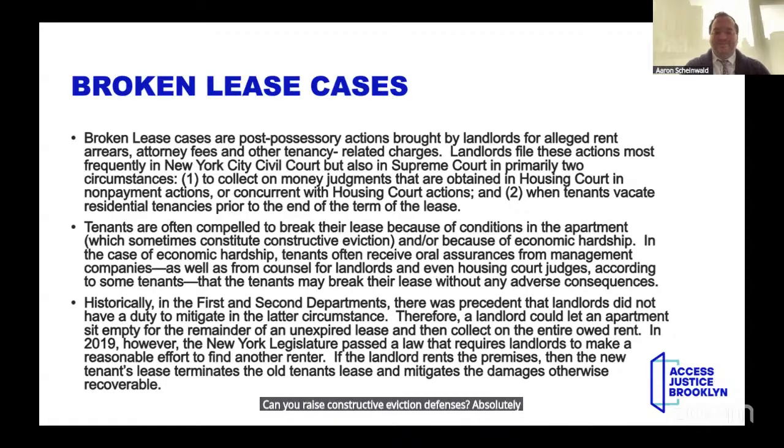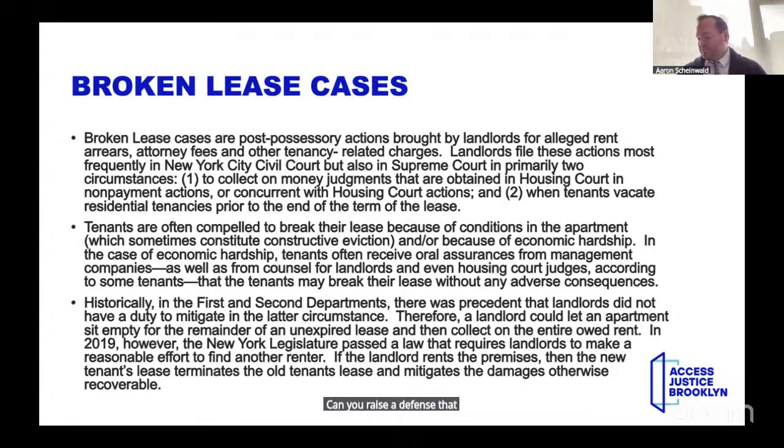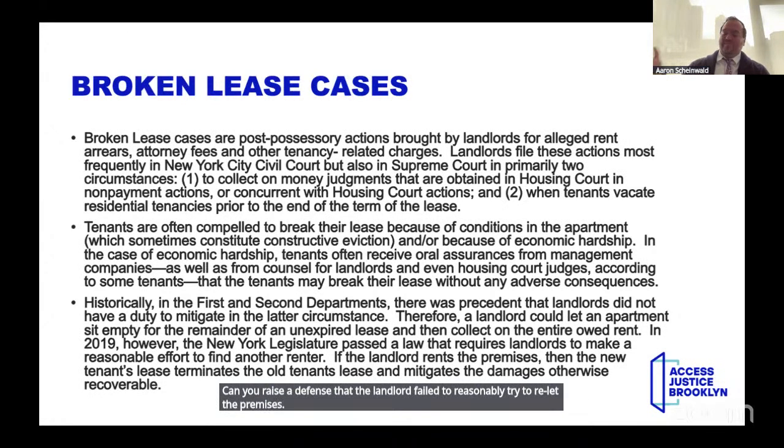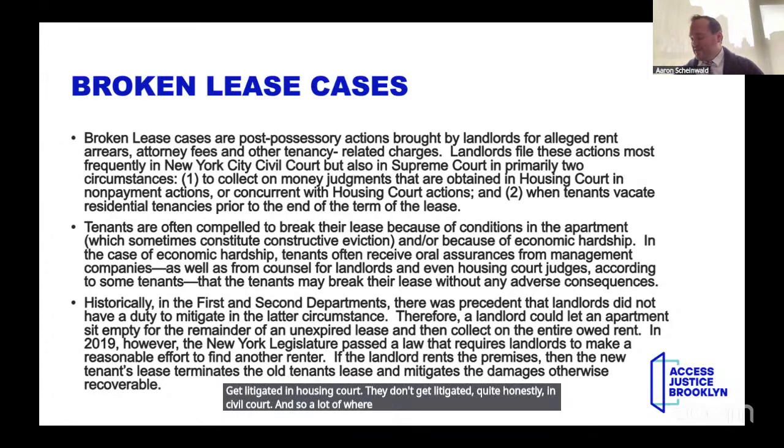Can you raise constructive eviction defenses? Absolutely. Can you raise defenses or counterclaims related to a security deposit? Absolutely. If you are a senior and you moved into senior housing, can you use that as a potential defense to breaking your lease early and incurring lease obligations? Absolutely. Can you raise a defense that the landlord failed to reasonably try to relet the premises, which is obviously a requirement that we now have in the last couple of years in New York State for these leases? Absolutely. You can raise all of those defenses. And so most of the time, those defenses get litigated in housing court. They don't get litigated, quite honestly, in civil court. And so a lot of where that substantive knowledge comes from is housing court and housing court decisions and not civil court decisions. But in any case, let's talk about it.